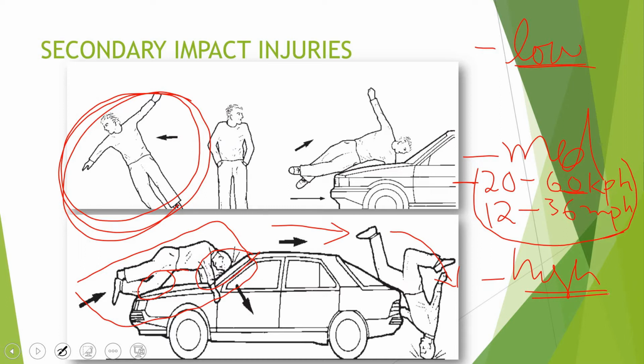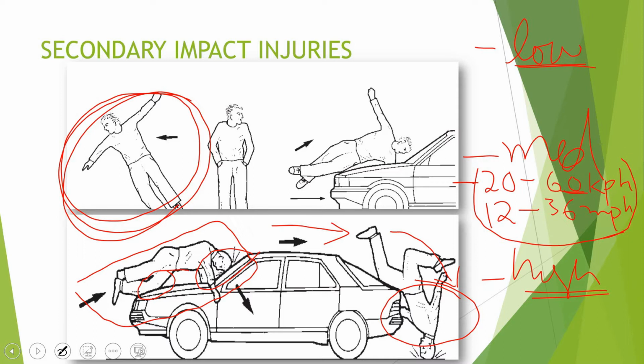So at lower speeds, the victim falls off, and at medium range speeds, the victim falls towards the vehicle but strikes the windscreen, and at higher speed, the poor victim flies atop the roof of the car to hit the ground behind the car. That is the usual pattern of secondary impact injuries.